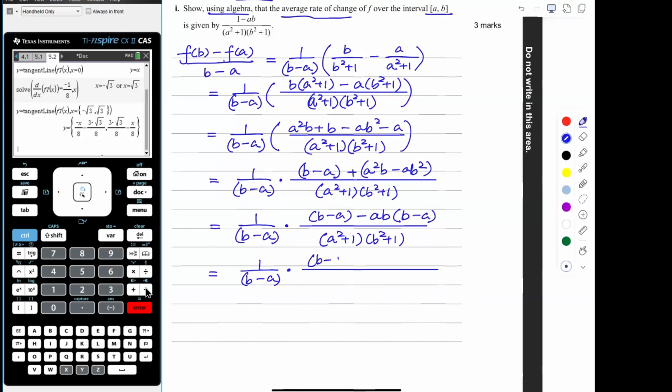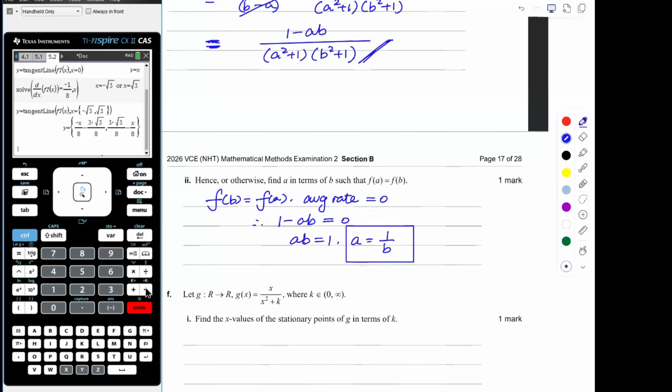Hence or otherwise, find a in terms of b such that f(a) equals f(b). So if f(b) equals f(a), the average rate is going to be 0 because they're subtracting to get a 0. Therefore, you can have 1 minus ab equals 0, so ab equals 1, so a is 1 over b. Okay, they are reciprocals of one another. Okay, so that's that. And then what else?